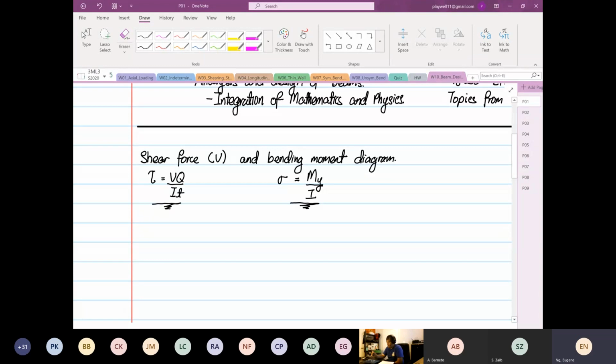Okay, so we know how to use the shear force and bending moment with those formulas that I've just shown, but how to acquire the shear force and bending moment? Okay, so I'm going to do this directly by looking at an example. So let's look at an example.